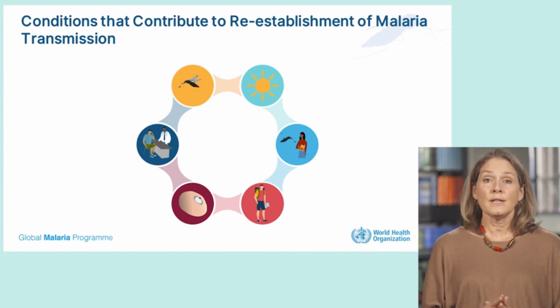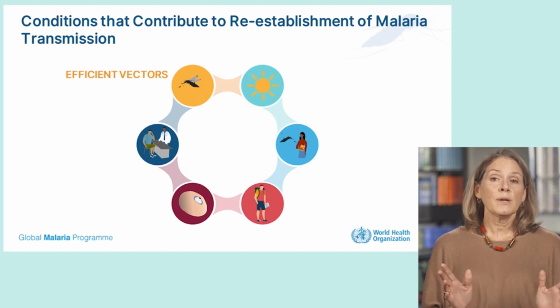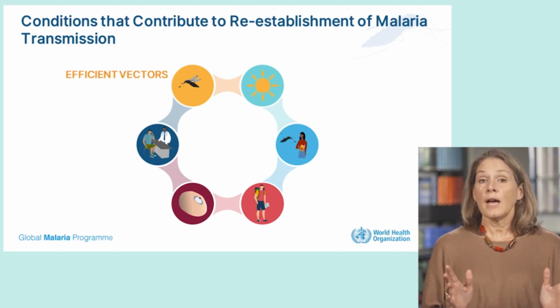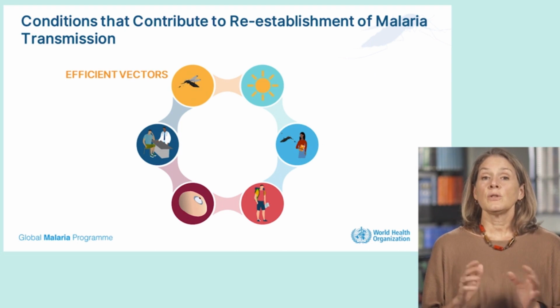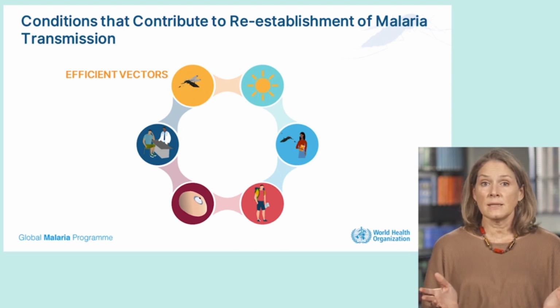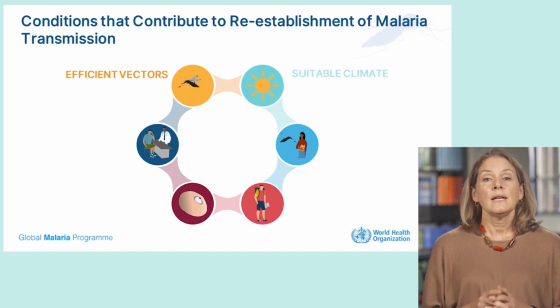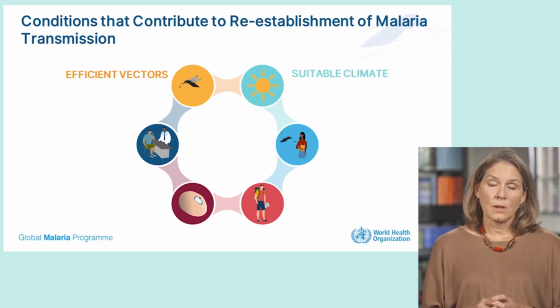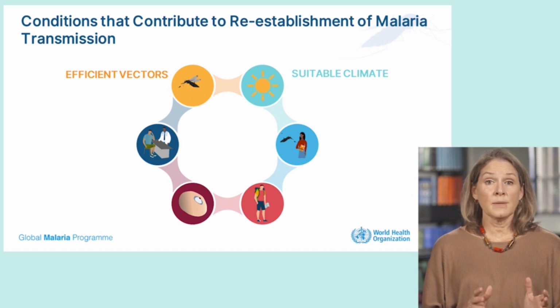The most important condition is the presence of efficient malaria vectors. Without malaria vectors, transmission will not be reestablished, so there's no risk of reestablishment in parts of the country where vectors do not exist. Second, the climate must be suitable. If the temperature is too low for the parasite to develop within the mosquito vector, as could be the case in some high altitude areas, then transmission cannot be reestablished.